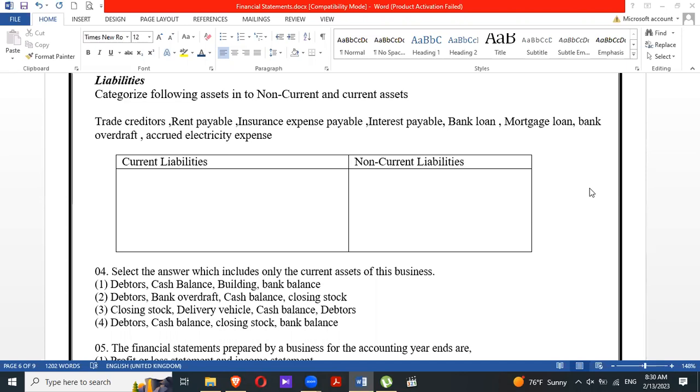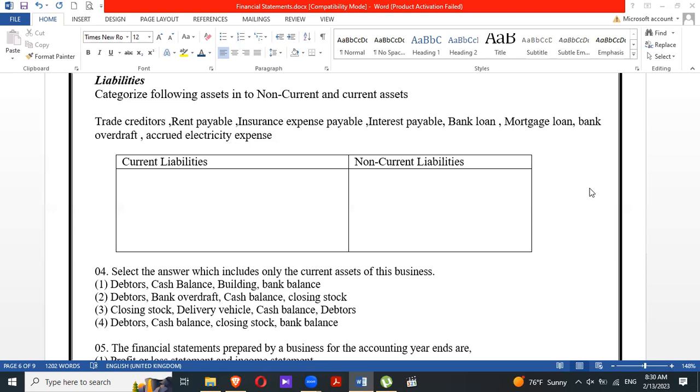Right, next on liabilities. Liabilities also, we can identify three characteristics. First one, it's a current obligation. Second, it arose as a result of a past transaction. Third, outflow of future economic benefits when settlement is made. So these are the three characteristics of liabilities.